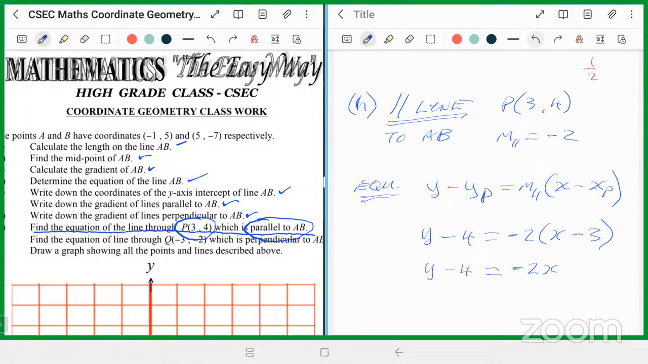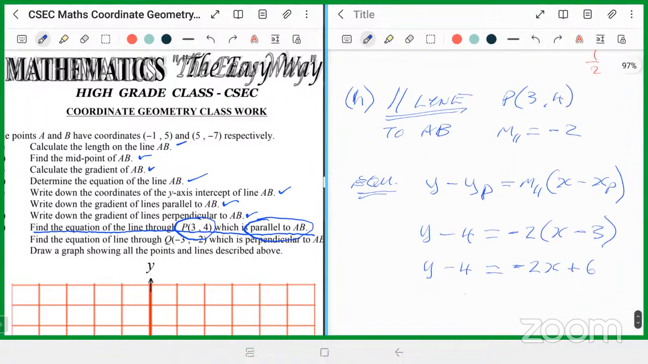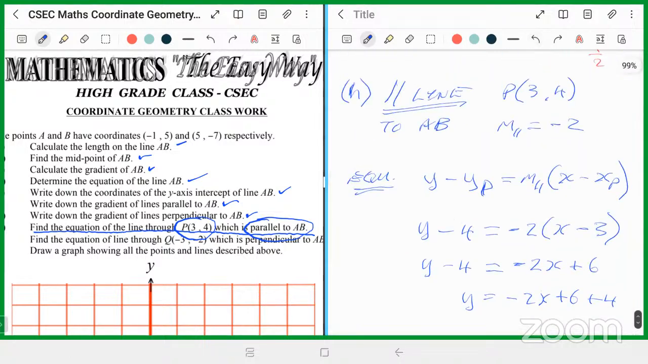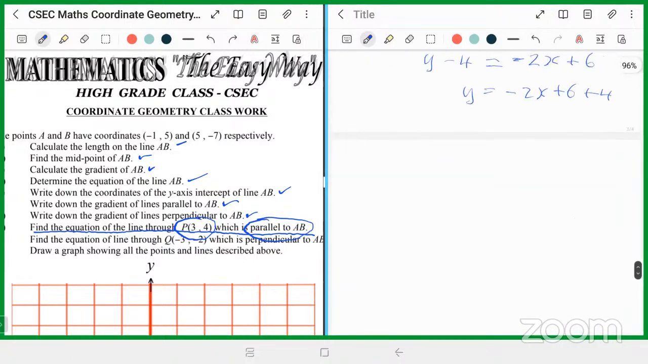A lot of people put the -6 there. Negative times negative is positive, +6. And then this -4 is going to come over here and become a +4. And so we're going to get y equals minus 2x plus 6 plus 4. The 6 and this 4 is 10. So the equation of that line is y equals minus 2x plus 10. And that again is another answer.